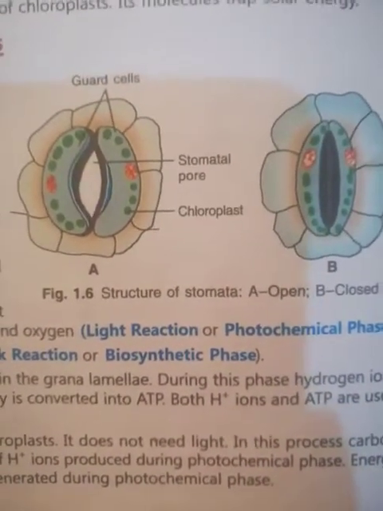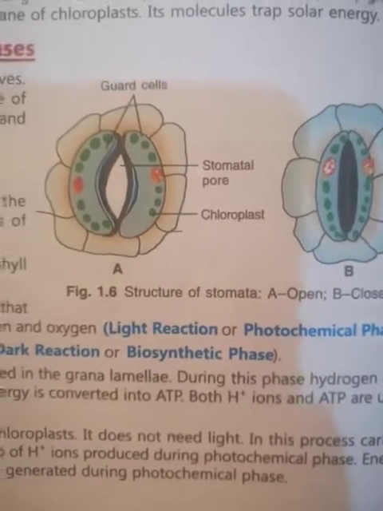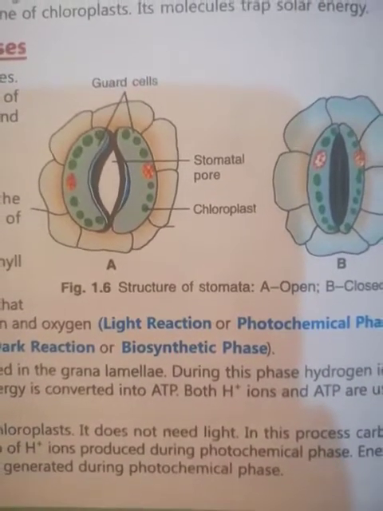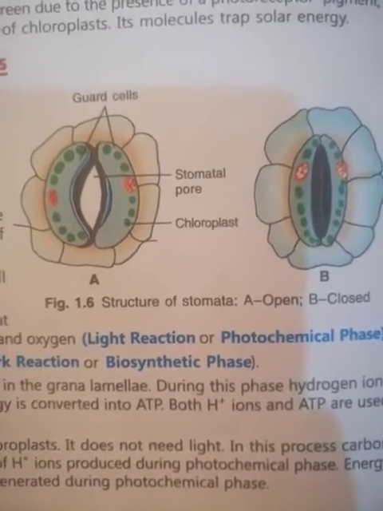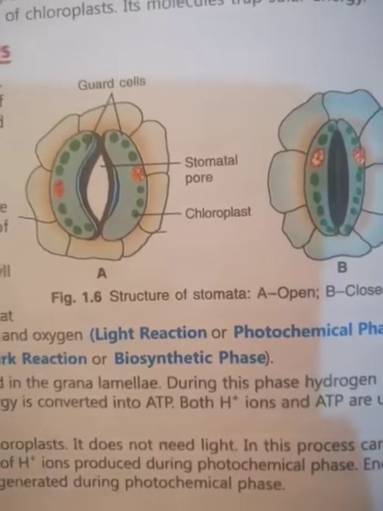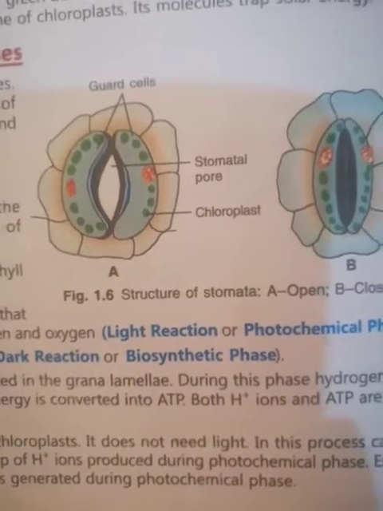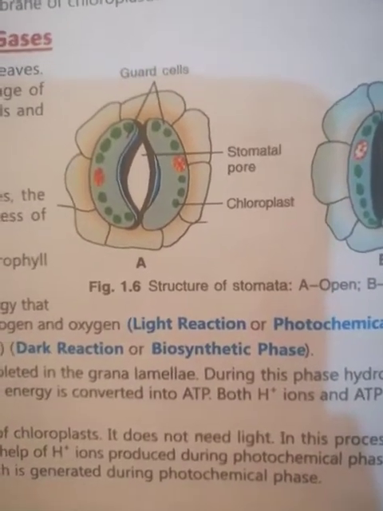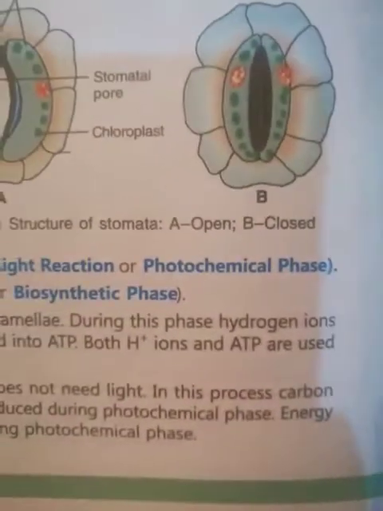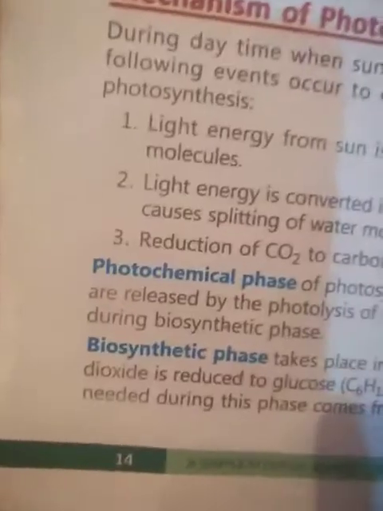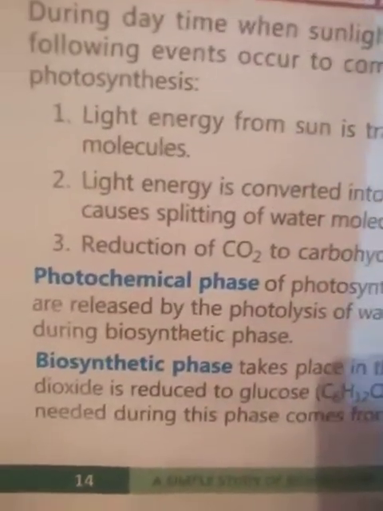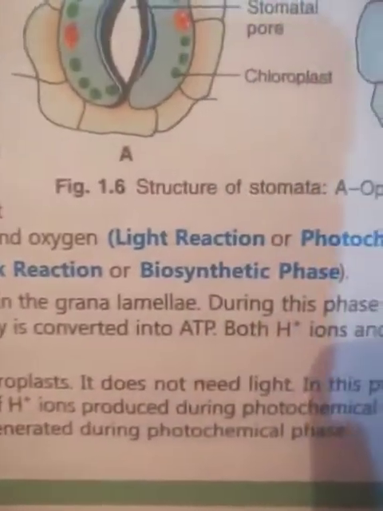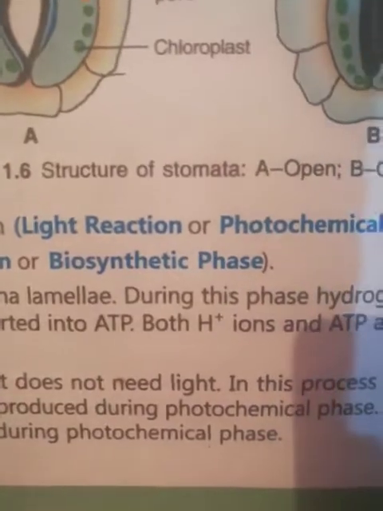In dark reaction, these assimilatory power, that is ATP and NADPH, help in combining the CO2 and H2O in the formation of simple sugar, that is glucose. Third one, reduction of CO2 to carbohydrate, that is glucose, that is dark reaction or biosynthetic phase.